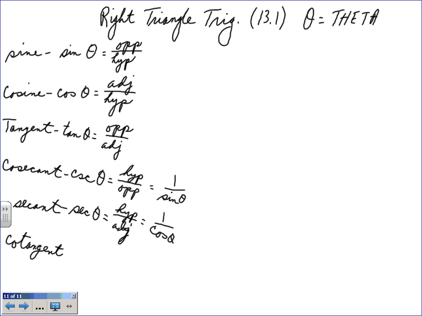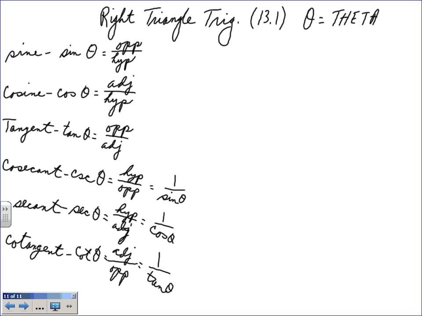And then cotangent, which is COT, is adjacent over opposite. And of course, that's 1 over tangent. And those are the 6 trigonometric functions.